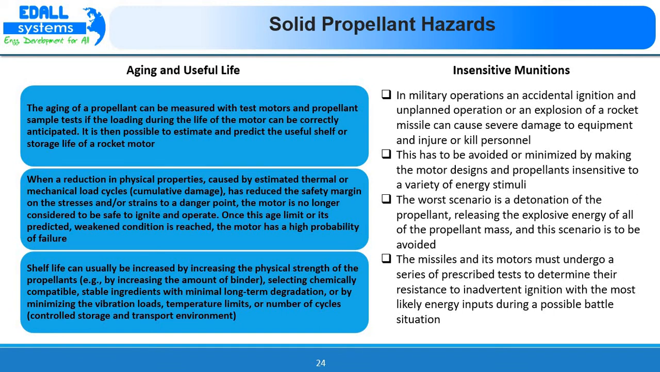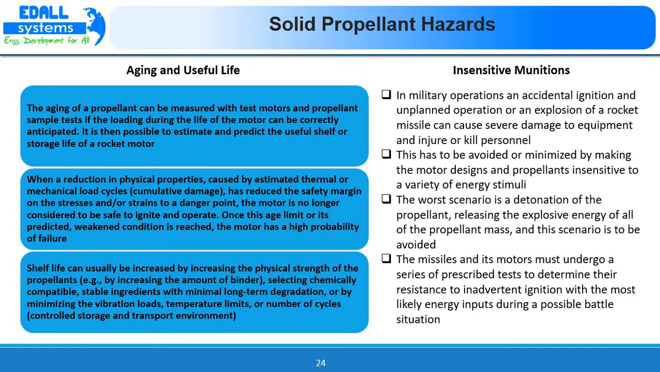Next, it is about the insensitive munitions. So in military operations, an accidental ignition, an unplanned operation, or an explosion of a rocket missile can cause severe damage to equipment and injure or kill personnel. So this has to be avoided or minimized by making the motor design and propellants insensitive to a variety of energy stimuli. The worst scenario is a detonation of the propellant, releasing the explosive energy of all the propellant mass, and this scenario is to be avoided. So such kinds of incidents have to be avoided and precautions have to be taken.